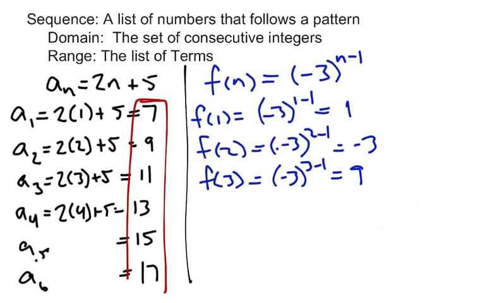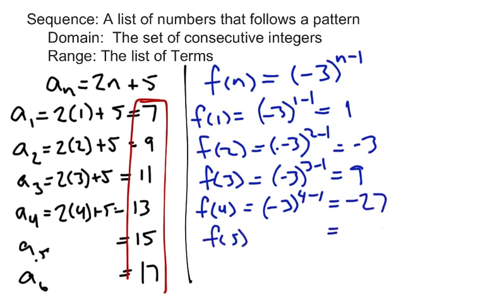And we start to notice the pattern. Maybe I'm multiplying by this negative 3 every time. So I should expect to get a negative 27. And negative 3 to the 4 minus 1 is negative 27. So we're right. And to get the fifth term, the next term, we'd multiply negative 27 by negative 3 and get 81. And the sixth term then would be 81 times negative 3, which is negative 243.